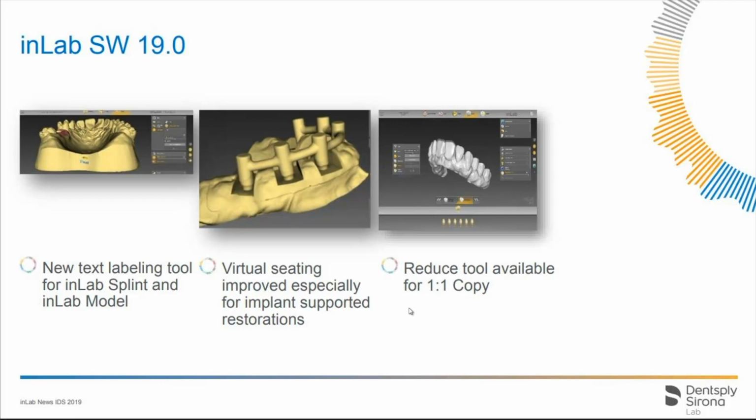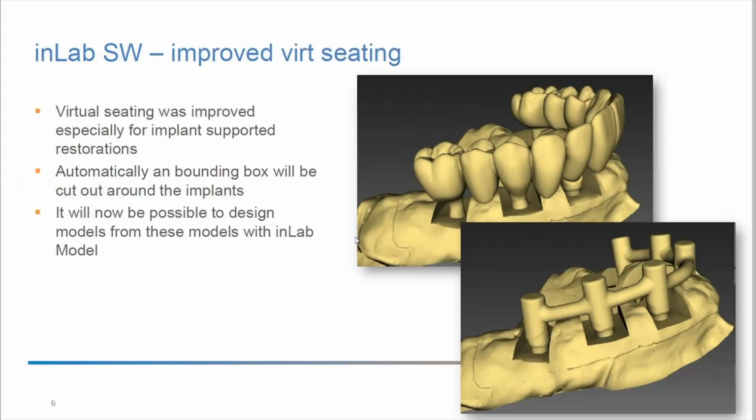Virtual seating is now improved, especially for implant-supported restorations. In the past, we'd have an area when we would virtually seat it, and sometimes the abutment wouldn't show up perfectly because the area beneath it wasn't cleaned out. Now the software will go ahead and clean that out, and we have a reduce tool available. It's a partial reduce tool for one-to-one copy cases, and I'll go over that. So you can see here for virtual seating, especially for implant type restorations, it will go ahead and make a bounding box underneath, so it's nice and clean, and you're able to print these models now.